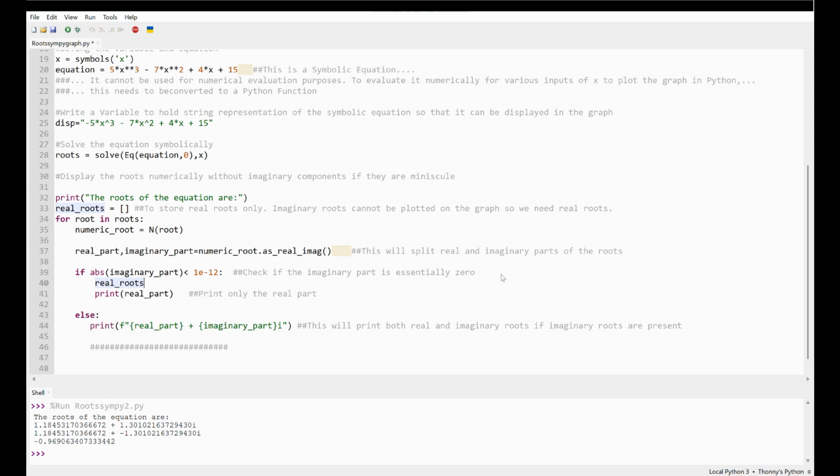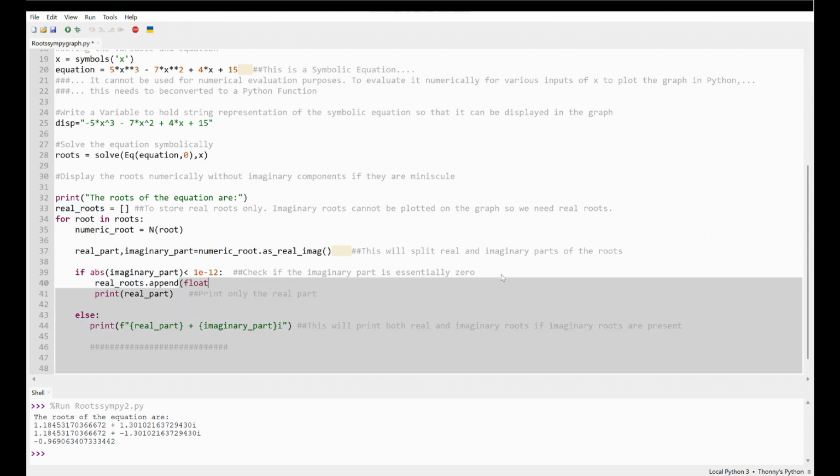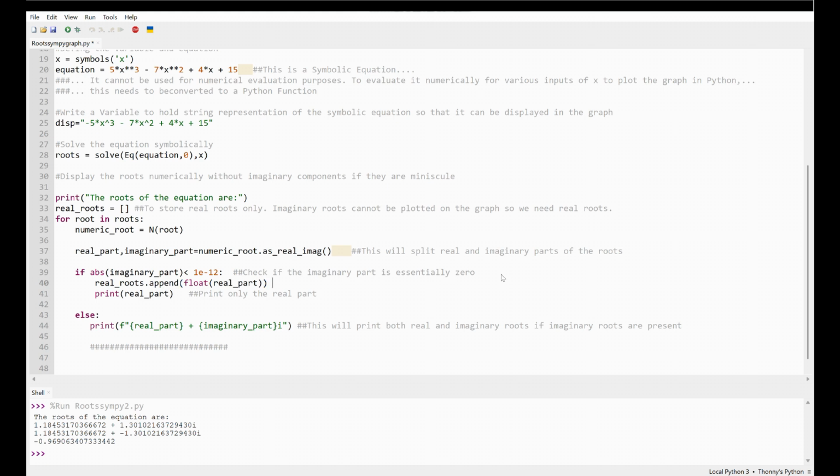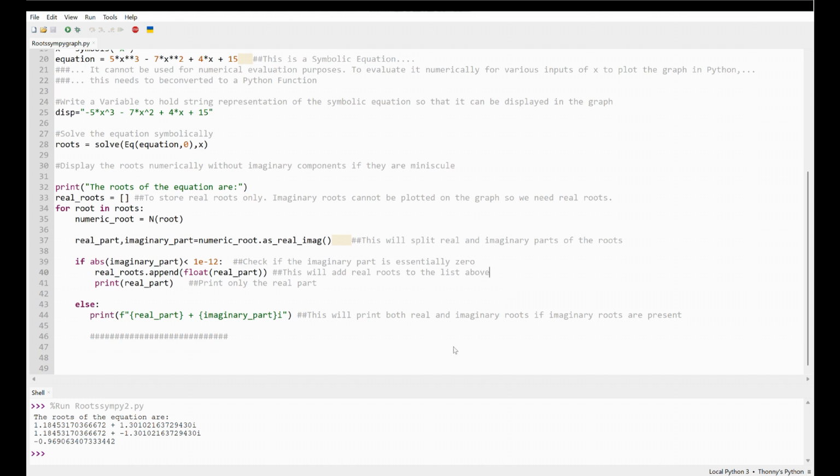And over here I will add a line of code saying real_roots.append(float(real part only)). So this will add real roots to the list above, which I've written in line number 33. Now I will write a few lines of code to plot the graph.